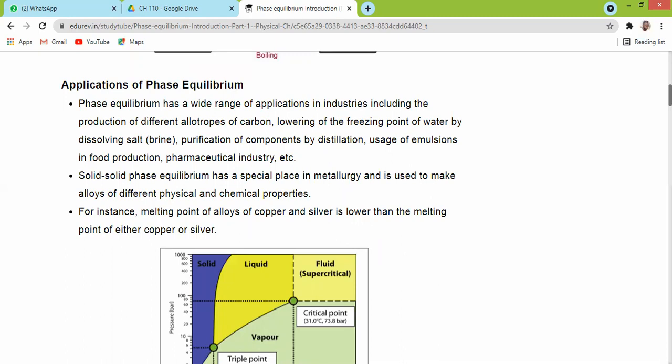so applications of phase equilibrium. They're telling us here where we can actually apply the concept and the knowledge of phase equilibrium. So one of the applications is in the production of different allotropes of carbon. You know what allotropes are?